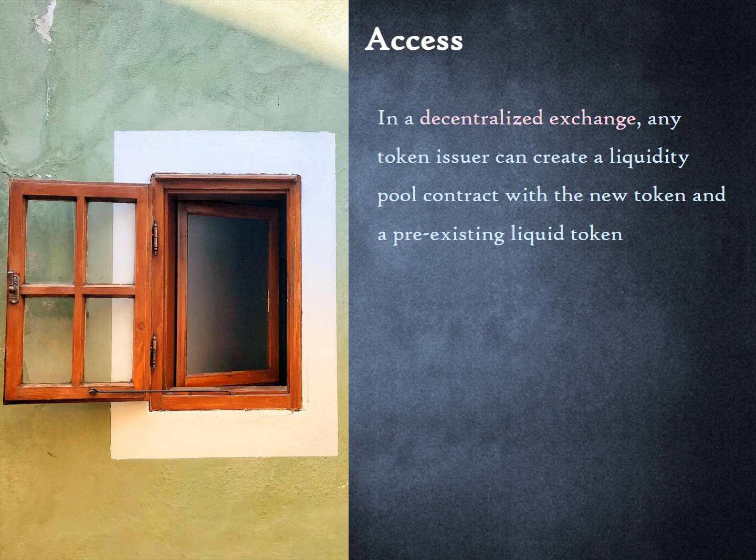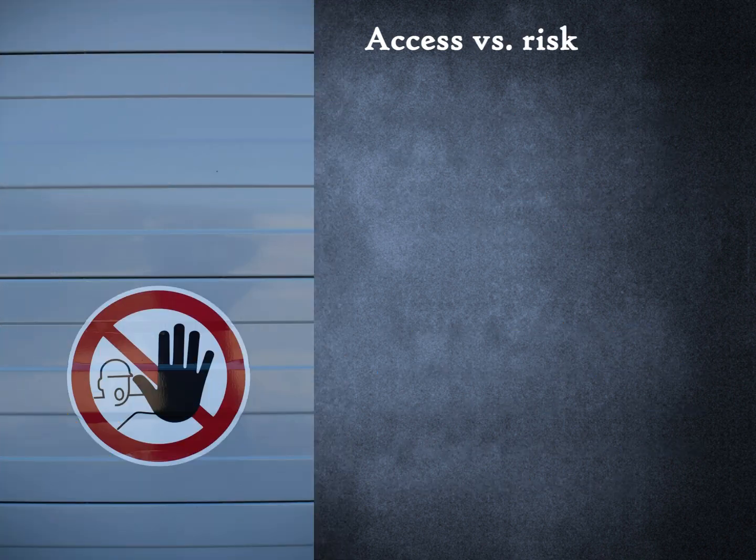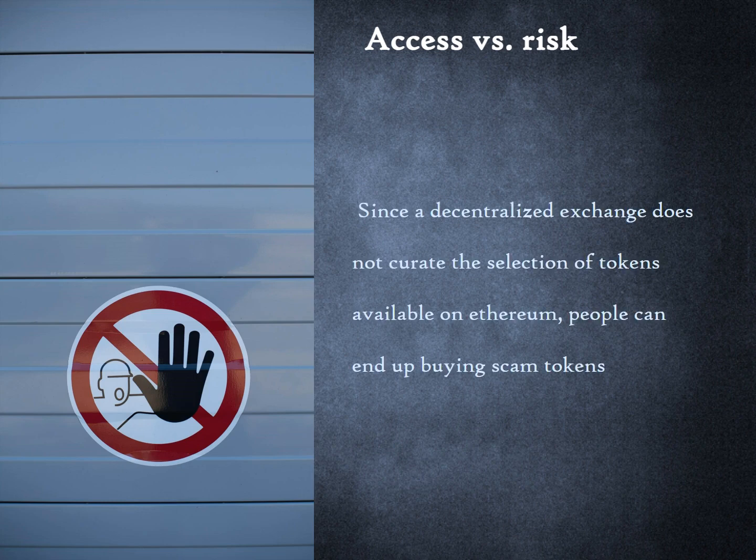pool. In a centralized exchange, the central entity vets the token before allowing it to list. Hence, there may be a large time gap between the date a token was issued and the date a token is listed on a centralized exchange. In a decentralized exchange, the tokens are available to trade immediately. Access can cut both ways and need not necessarily be an advantage.